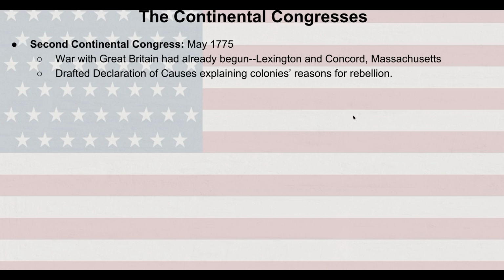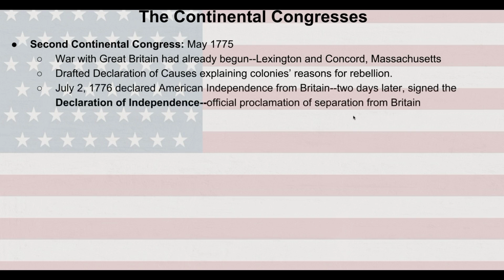And so when we begin in 1763, or prior to 1763, we have a bunch of colonists who have no desire to separate from Great Britain. But between 1763 and 1775, there are going to be some significant events that demonstrate that the colonists are ready to separate. And so on July 2nd, 1776, America does declare their independence from Britain, and 2 days later they begin signing the Declaration of Independence, which is the official proclamation of separation from the Crown.